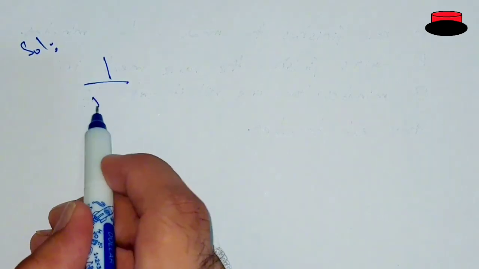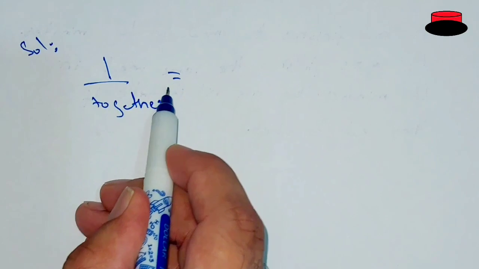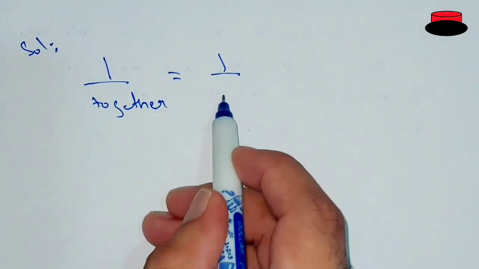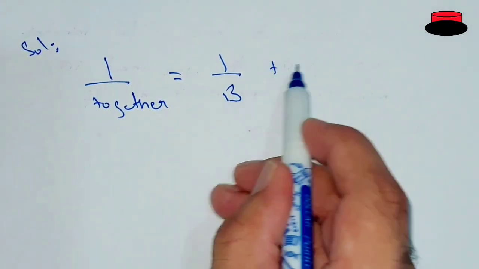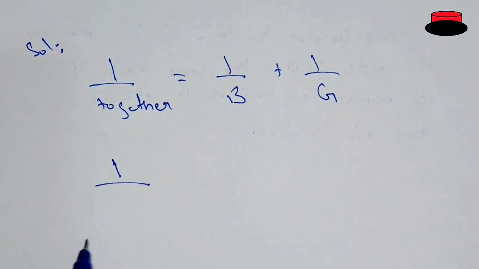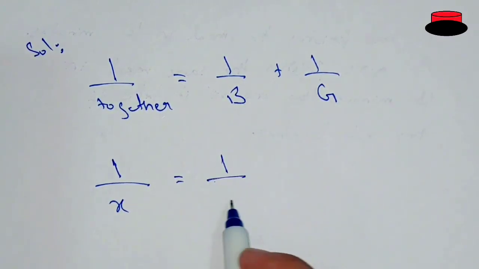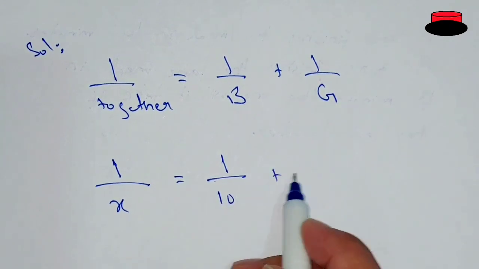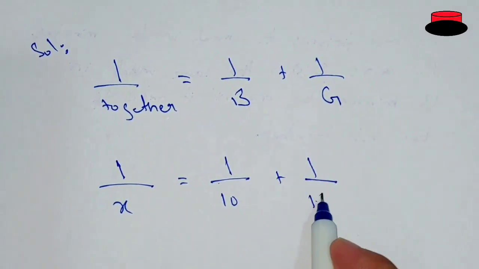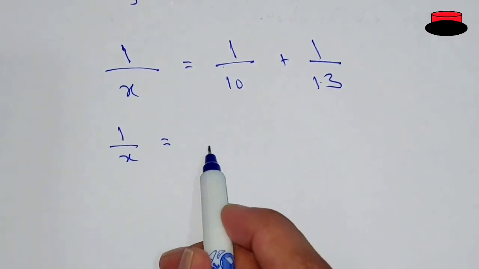For that, we will make the equation: 1 divided by the time if they are eating together equals 1 divided by the time taken by the boy, plus 1 divided by the time taken by the girl. Let's suppose the time together is x. So 1 divided by x equals 1 divided by 10 plus 1 divided by 13.